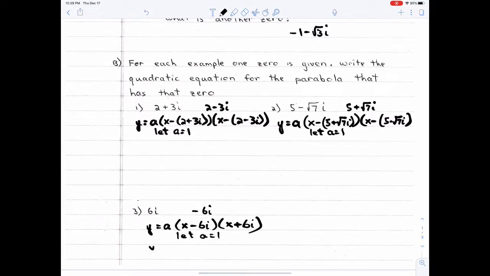Okay, so first of all, how would you multiply this out? Well, you put a 1 for a, so you almost don't have to worry about it. It's just the distributive property. X times X is X squared, and then X times 6i is 6iX, and then negative 6i times X is negative 6iX, and the middle term goes away, which I've shown you before. It's plus 6iX, and then distribute the negative 6i: minus 6iX, and then minus 36i squared.